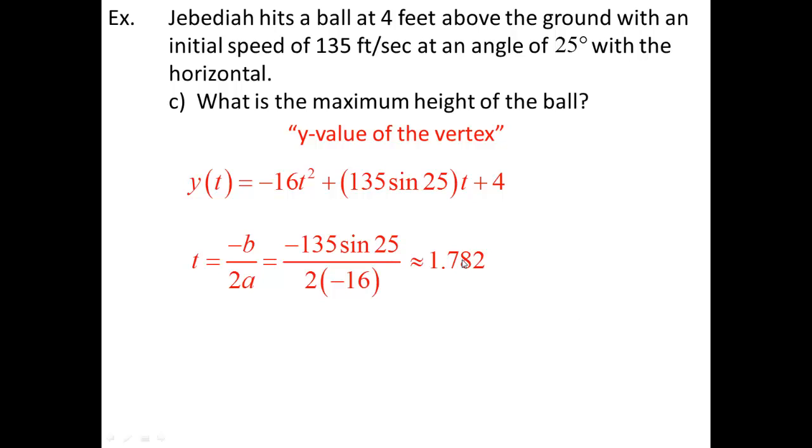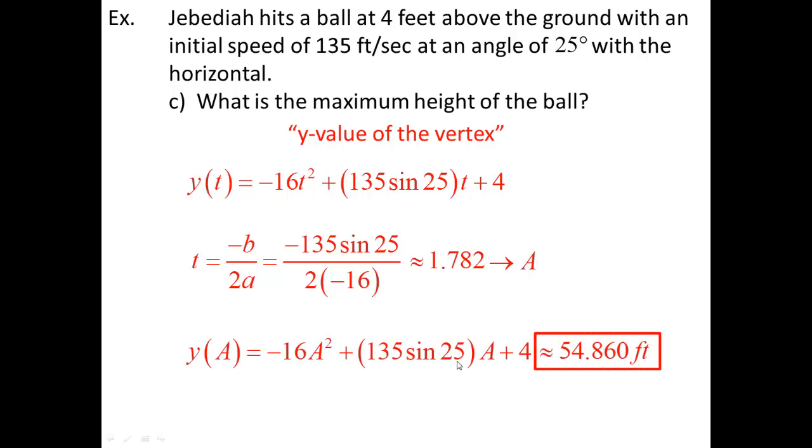So at time 1.782 it reaches its peak, but that wasn't the question. The question is, what's the maximum height? I want to know the height of the ball at that point. Again, don't retype things in your calculator. Go ahead and store that for one of your alpha letters, and then instead of typing in 1.782 for the height function, go ahead and type in a for the height function, and you should get roughly 54 feet. So the maximum height of the ball is 54 feet, and it occurs after about 1.5 seconds.